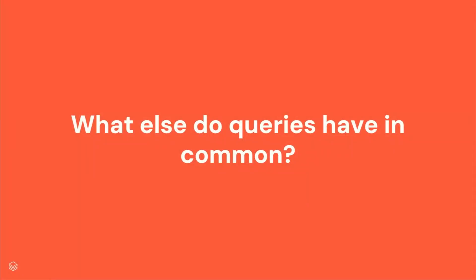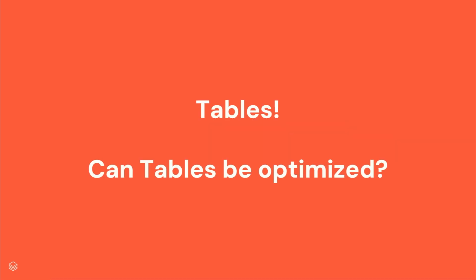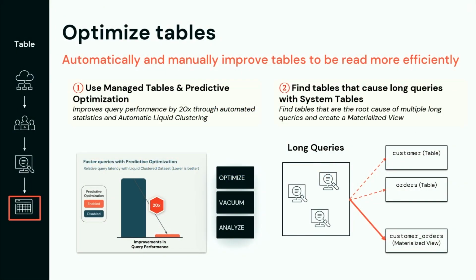All right, what if you want to go further? What do queries also have in common? Tables. Can tables be optimized? There's two steps here as well. The first step on your left side is to use manage tables to get predictive optimization. So instead of having to manually run commands to optimize your table, we'll do it for you, intelligently, when the ROI is right for you. And through automated statistics and automatic liquid clustering, customers can get up to 20 times query performance improvement with predictive optimization.